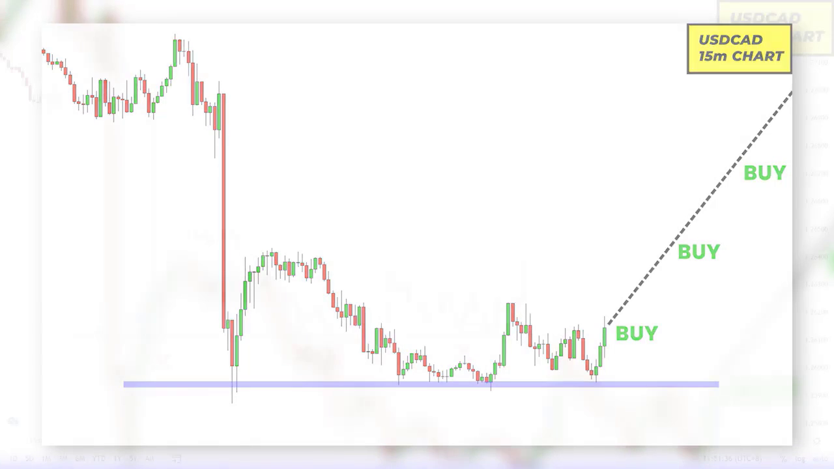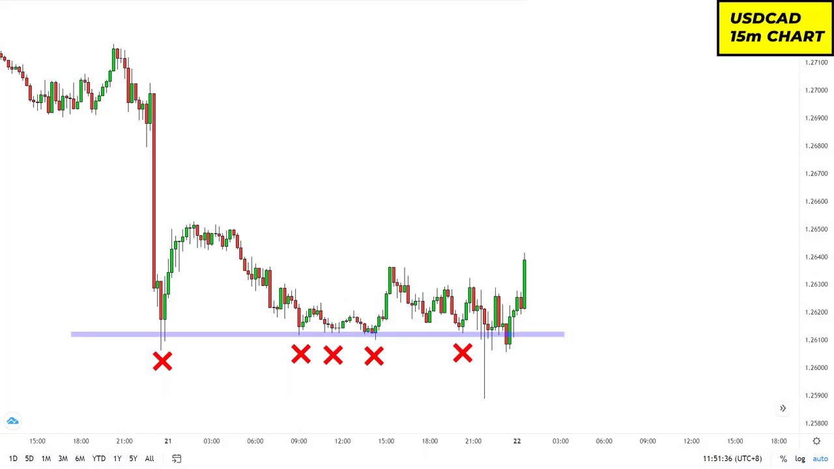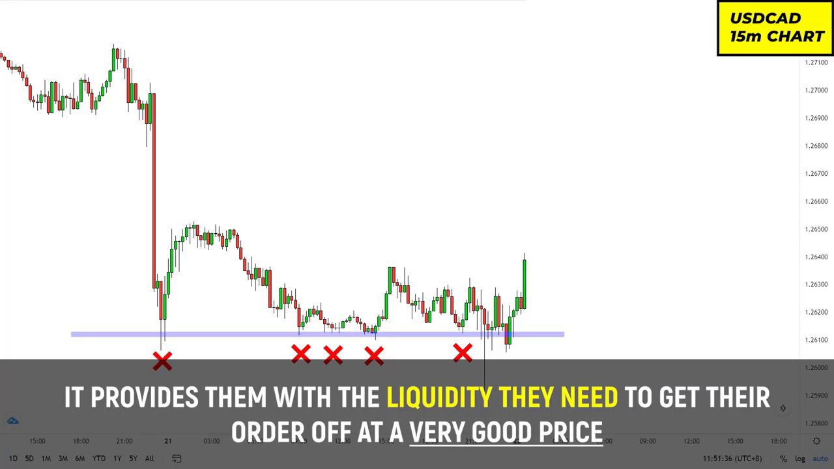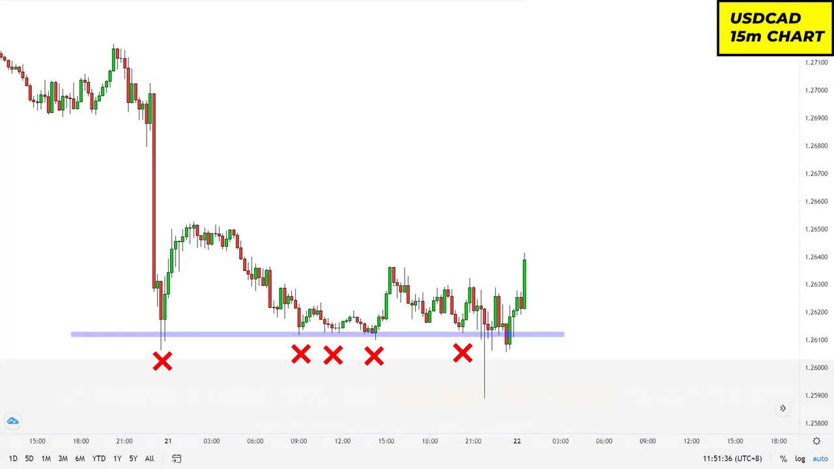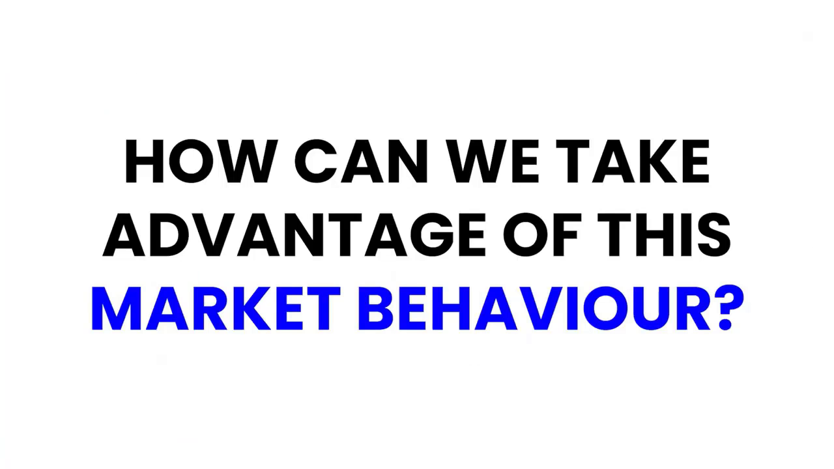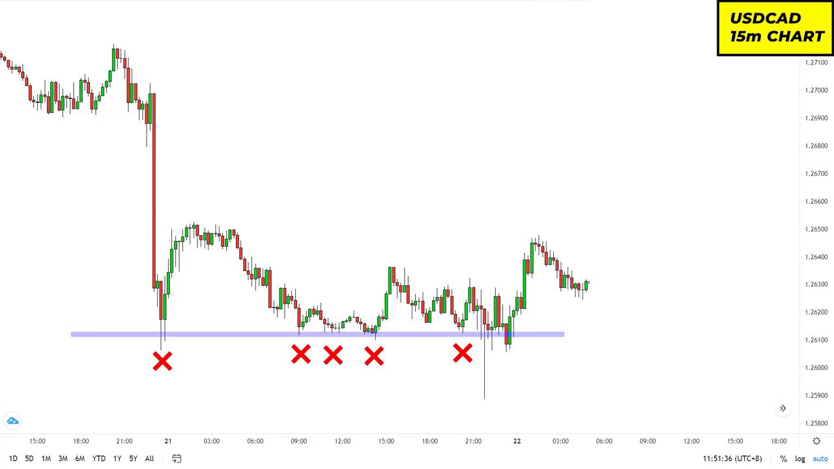So you can see why it's advantageous for a large trader to move the market to where they know a cluster of stop losses would be located. It provides them with the liquidity they need to get their order off at a very good price. But that leaves the question, how can we take advantage of this market behavior? In this example, there were 3 opportunities for us to place a buy trade, so that we could be on the same side as the institutional traders and take advantage of the strong uptrend that followed.